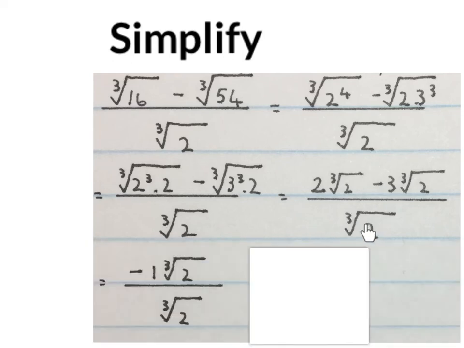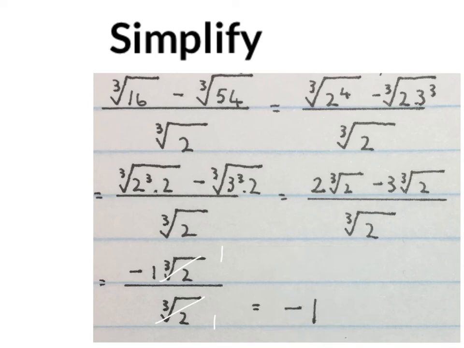Then this stays. 2 cube root of 2 minus 3 cube root of 2 gives us minus 1 cube root of 2. Then you can cancel. Cube root of 2 goes in itself once. Cube root of 2 goes in itself once. Your final answer, minus 1. Please stop the video and get your brain around this one.